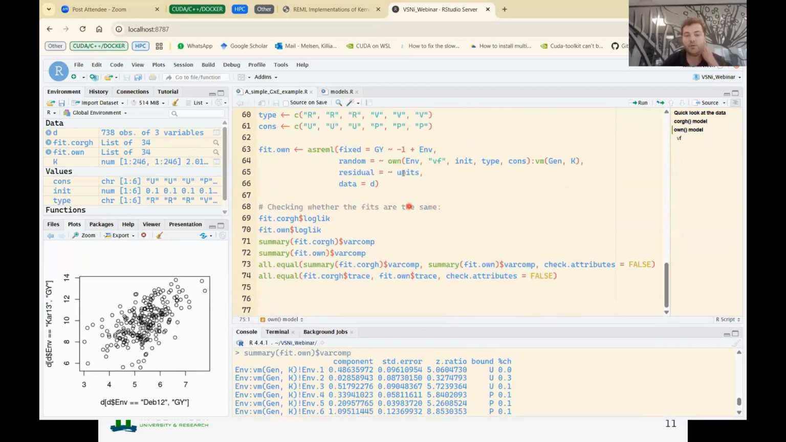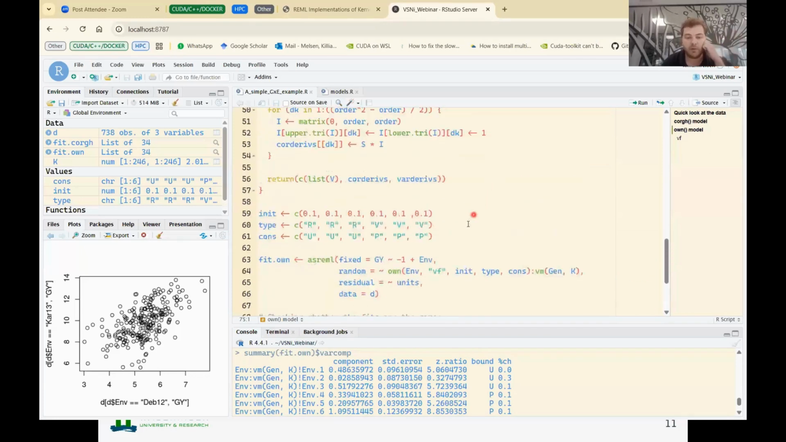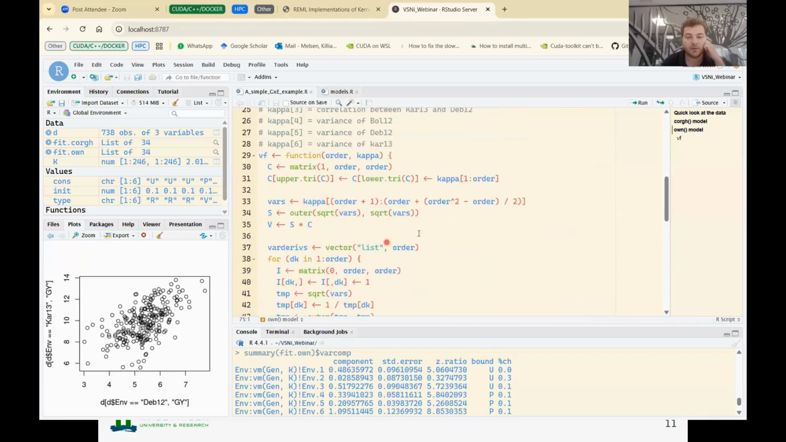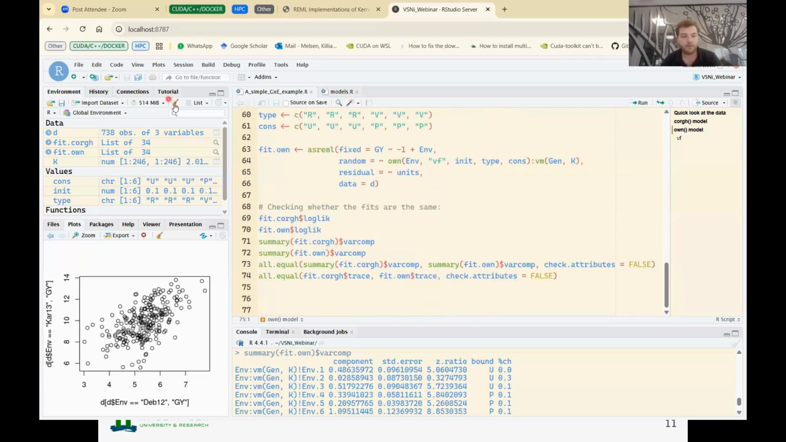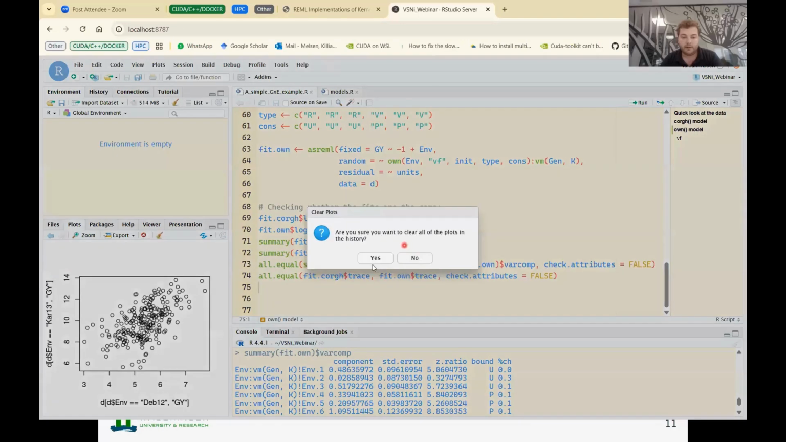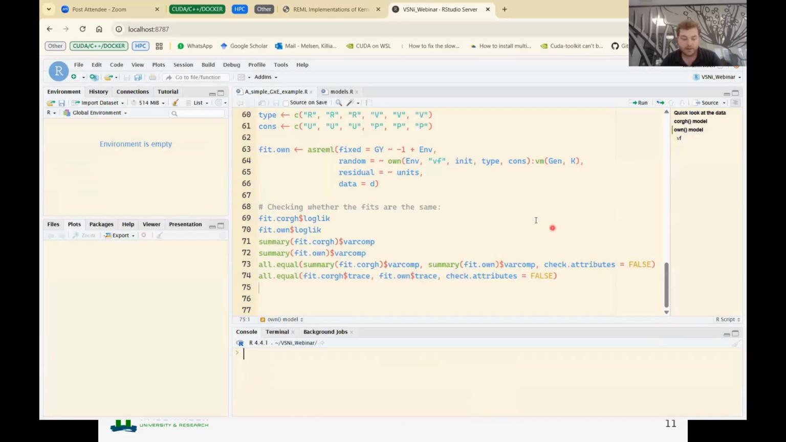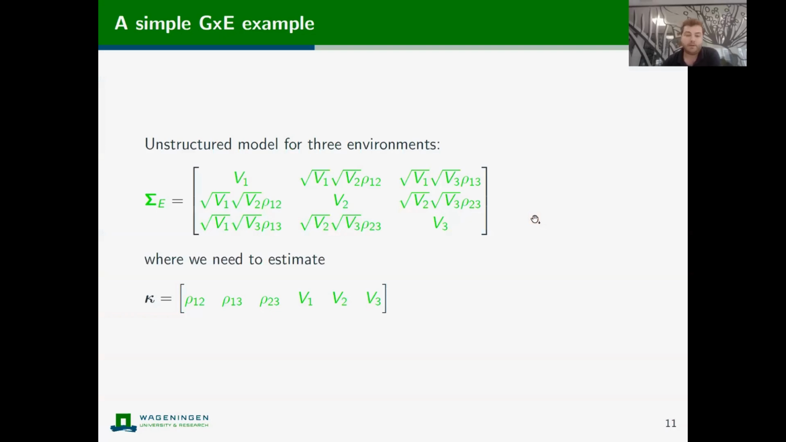I mean, you wouldn't really use this for an unstructured model, of course, because you have the built-in functions, which are way easier to use and probably also faster. But I think it's a good way of understanding how to use this own function. Then let's go back to the slides. So that's, like I said, a simple illustration of how to use this own function.